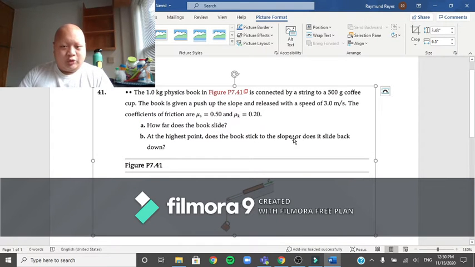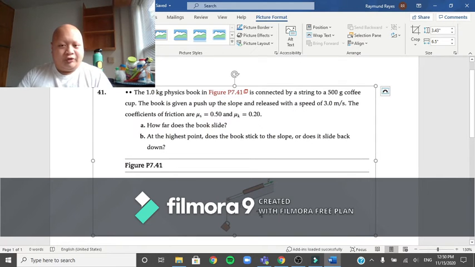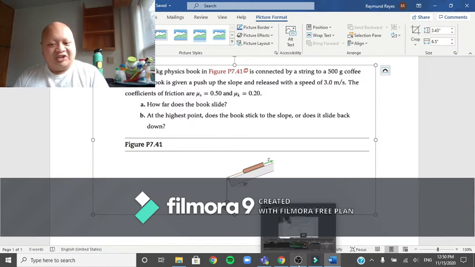So we are given that the mass of the book is 1 kilogram. The coffee mug that the string is connected to is 500 grams or 0.5 kilograms. The book was released at a speed of 3 meters per second, and we're given the coefficient of friction, 0.5 being static and 0.2 being the kinetic friction.